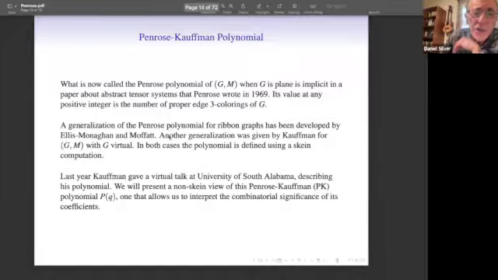So here's the story. Last year, Lou gave a virtual talk at University of South Alabama, and he described the polynomial. And what I want to present to you is a non-skein view of this, which we call the Penrose-Kauffman polynomial, P. And this one allows us to interpret the combinatorial significance of the coefficients. That's one of the things it does. It also suggests some possible topological views of the polynomial.